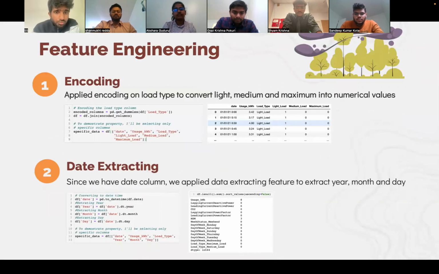Then we proceeded with the feature engineering. First, we started with the encoding. We wanted to encode the load type, which is a categorical column, so we used one hot encoding. Since we have a date column in our data set, we also wanted to do date extraction, so we get the year, month, day, even the time difference, all those things. We can utilize them for visualization, and also for model training.